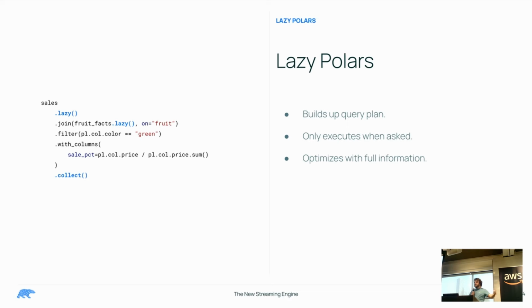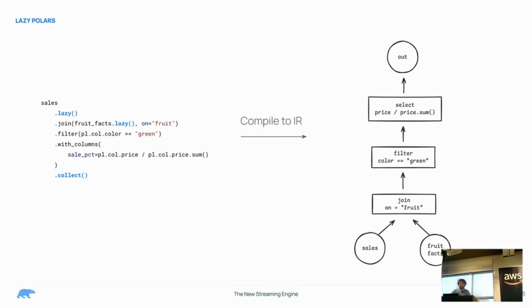Polars will not execute each step by itself. It builds up a query plan for you in the background. And then only when asked, so when you either call collect or you use a sink method, it will actually execute the query that you're interested in. And this lets Polars optimize the entire query as one unit with full information.